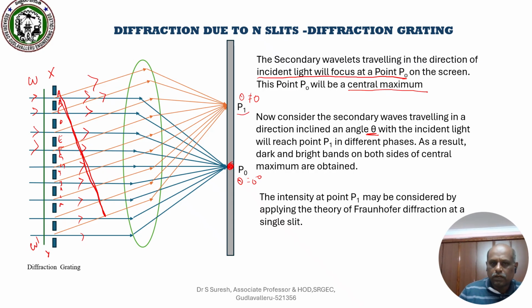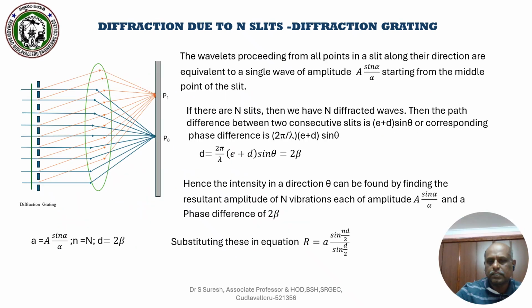Now let us find the intensity at point P1. It may be considered by applying the theory of Fraunhofer diffraction at a single slit. Already we discussed single slit. By using the same analogy, we are going to talk about these n slits. The wavelets proceeding from all points of a slit along the direction are equivalent to a single wave. This is a single slit for us. Like that, how many single slits do we have? N number of single slits.